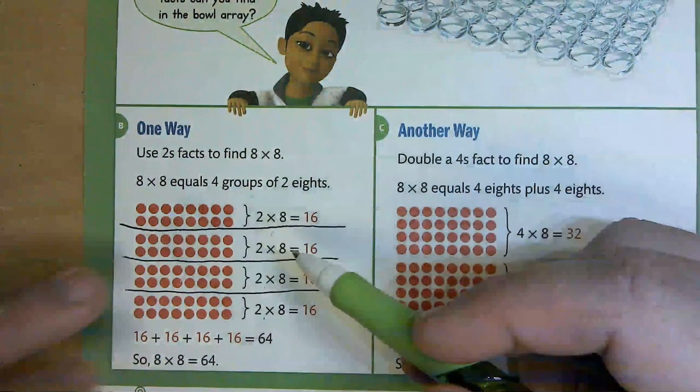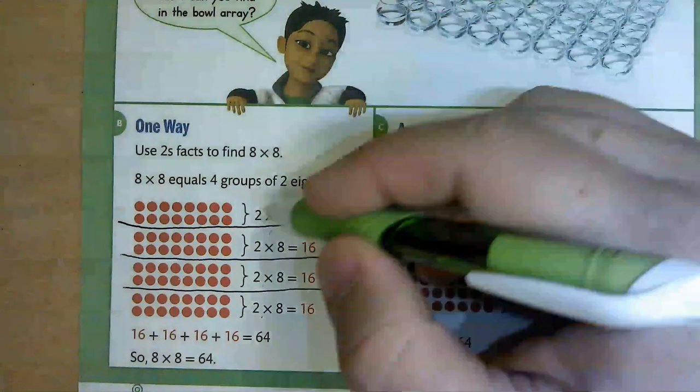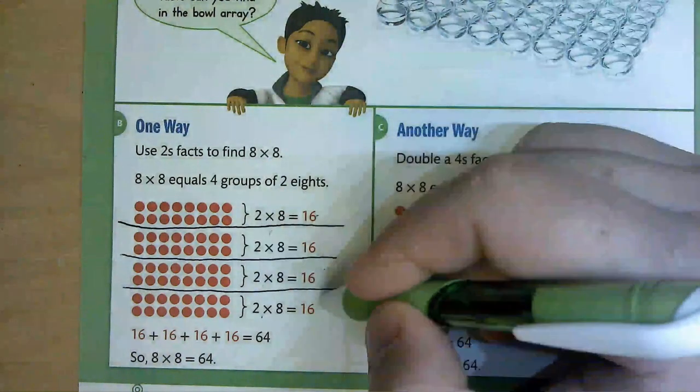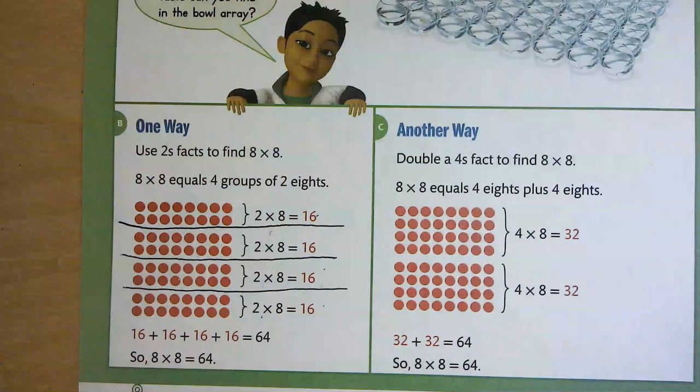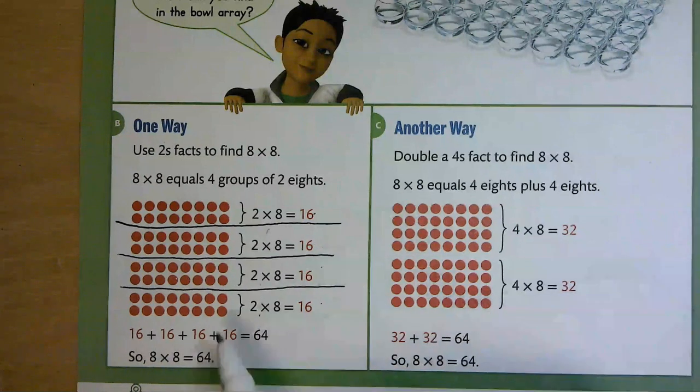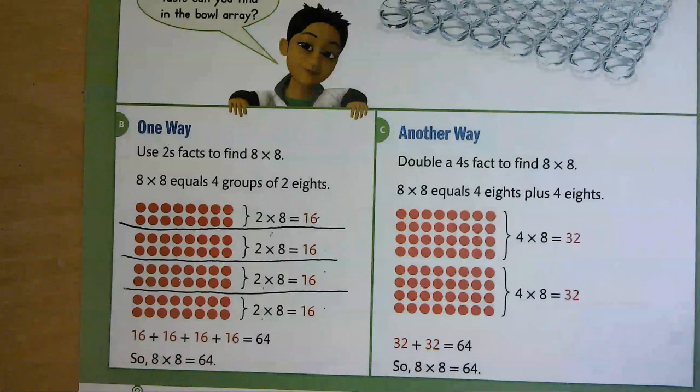Well, 2's are those easy facts that we can memorize. And so 2 times 8 is going to be 16. So for each of these groups, that's where these 16s are coming from. After I'm done with that, that means now I can add these up. So 16 plus 16 plus 16 plus 16 would give us 64. So 8 times 8 is 64.